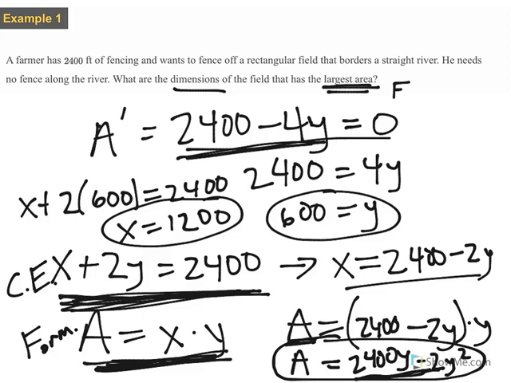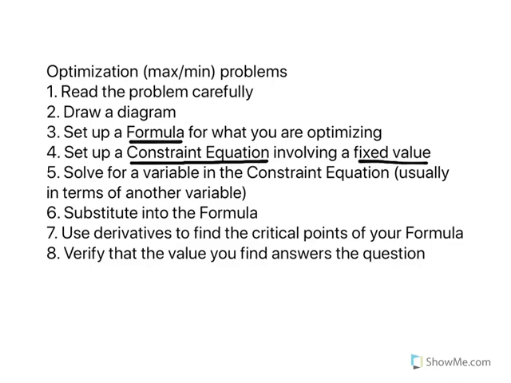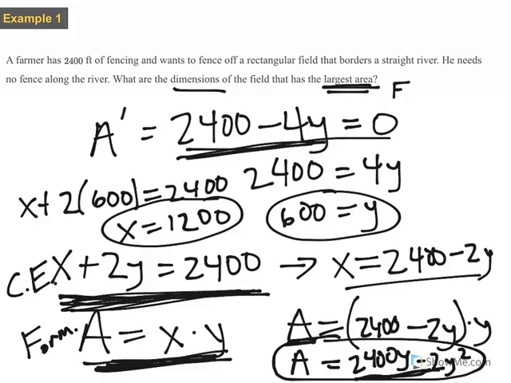Or, by the way, depending on the function that we have, we might need to figure out where A prime does not exist. Basically, we're saying find critical points. And so, in step number 7, I said use derivatives to find critical points of your formula, both where your derivative does not exist and where your derivative equals 0. And by doing that, you're going to solve for a value. Now, in this case, we didn't just have a value of y. We actually had to go plug that value of y in and find x as well.